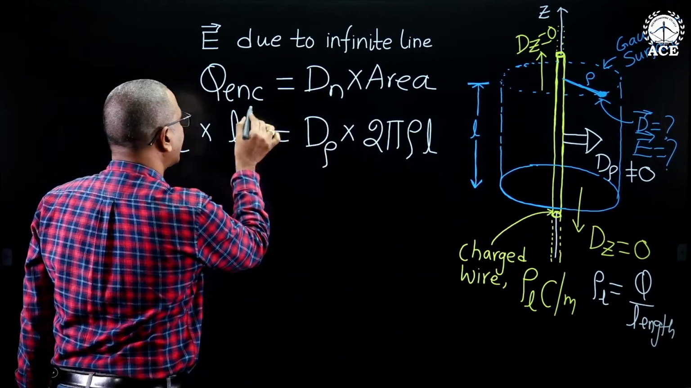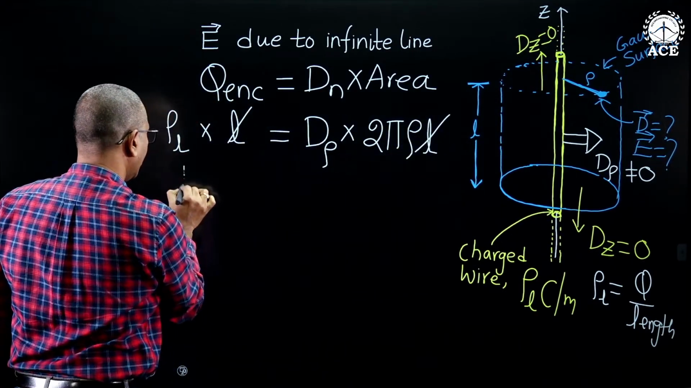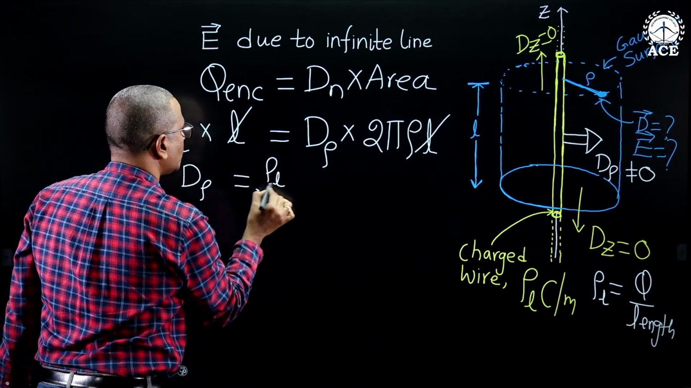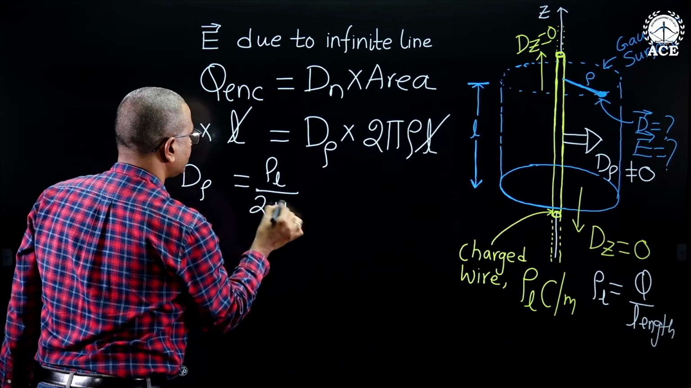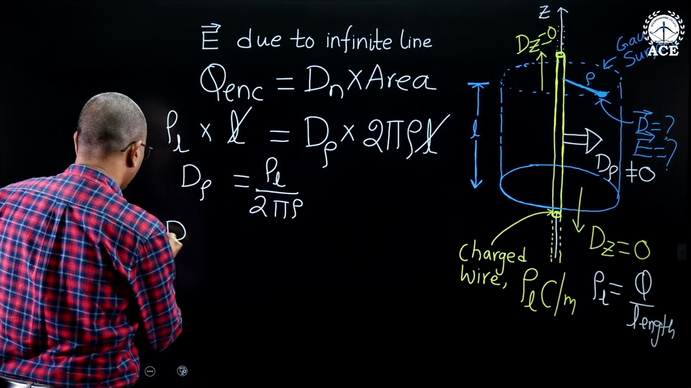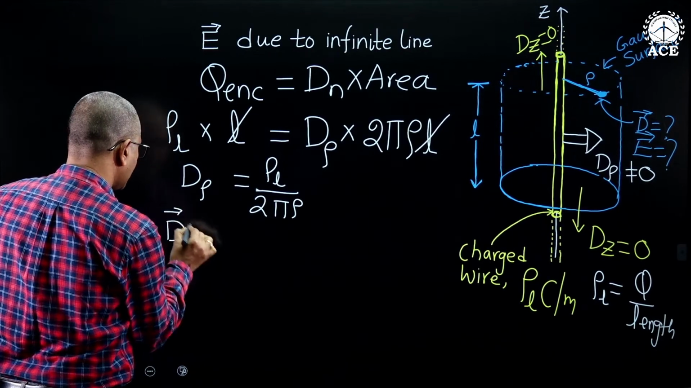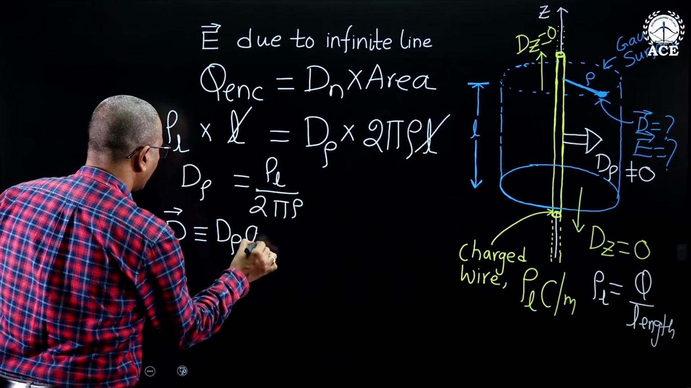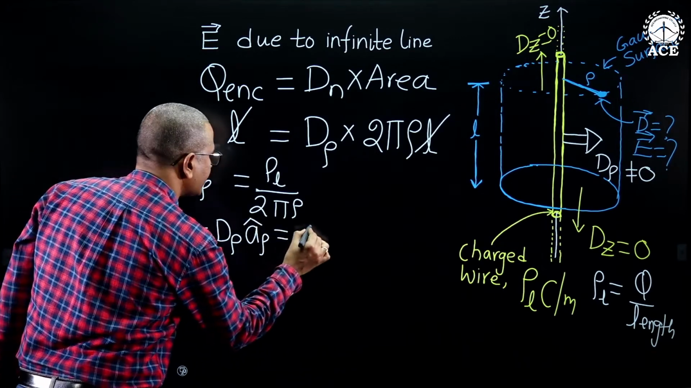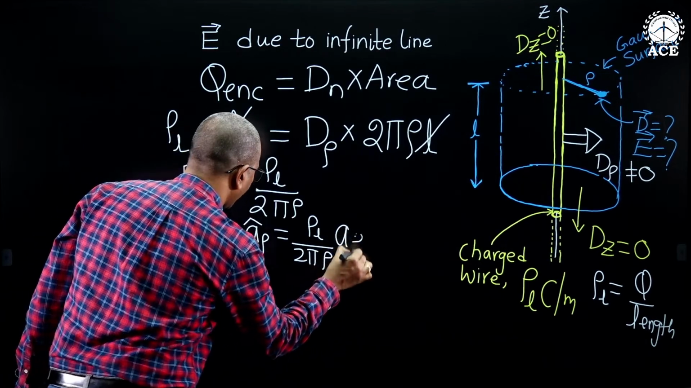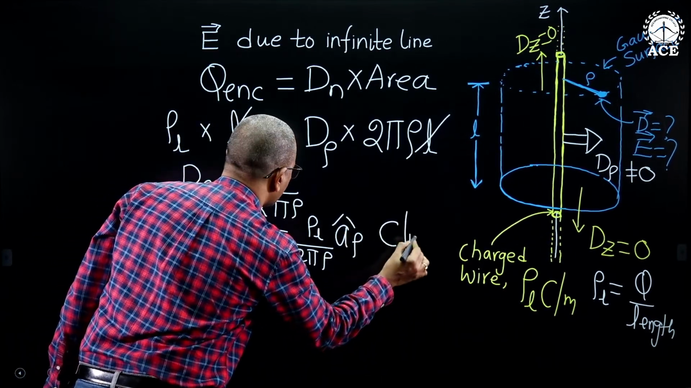Now, look at this. This L we can cancel. Then D rho I can write as rho L by 2 pi rho. Once we know this, we can write, therefore, the electric flux density due to an infinitely long charged wire: D bar equals rho L by 2 pi rho a rho cap, coulomb per meter square.